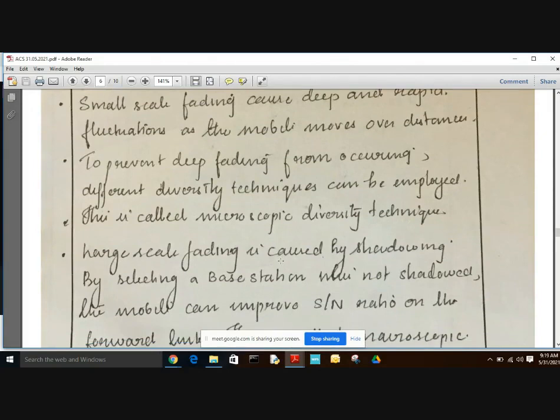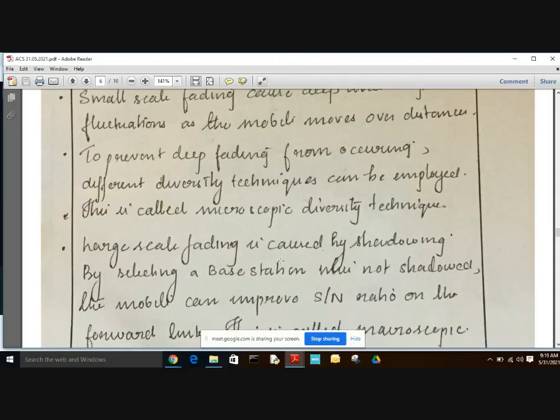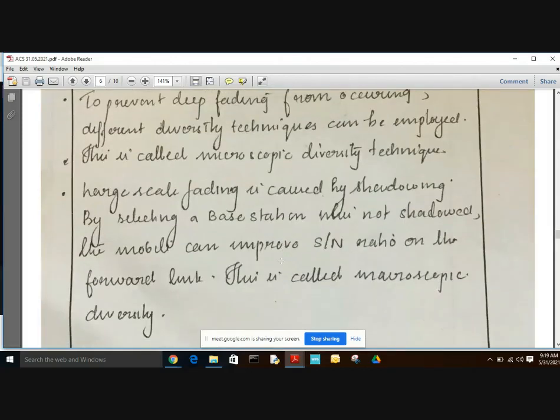By selecting a base station, that is, a receiver which is not shadowed, the mobile can improve the signal to noise ratio on the forward link. This is called macroscopic diversity. So macroscopic diversity is selecting a base station which is not shadowed, which improves the signal to noise ratio in the forward link. And the microscopic diversity technique prevents small scale fading.